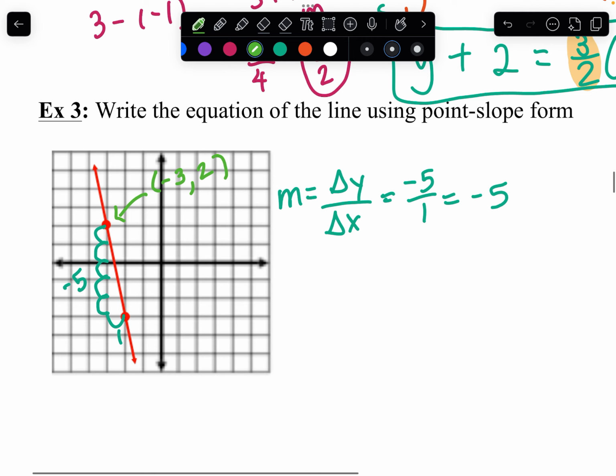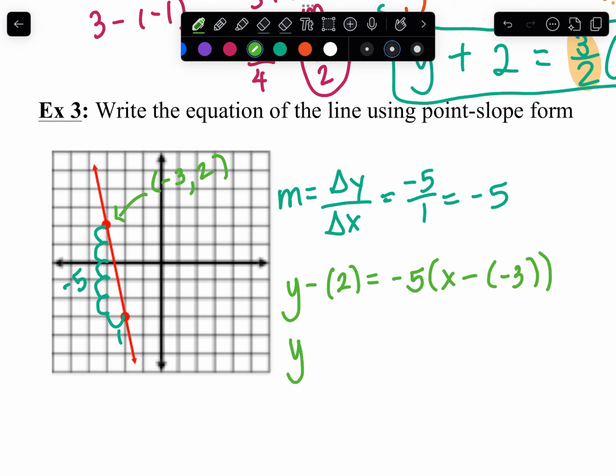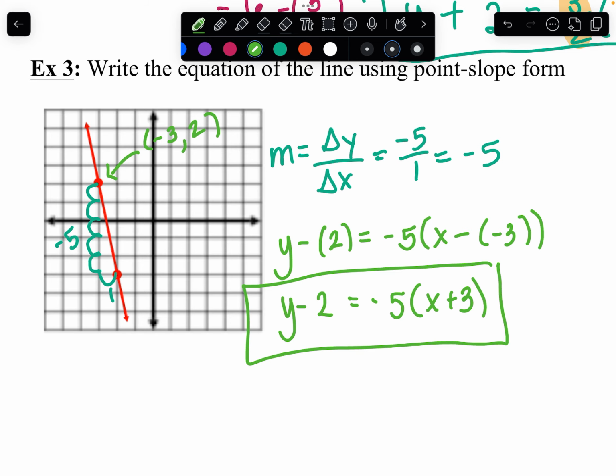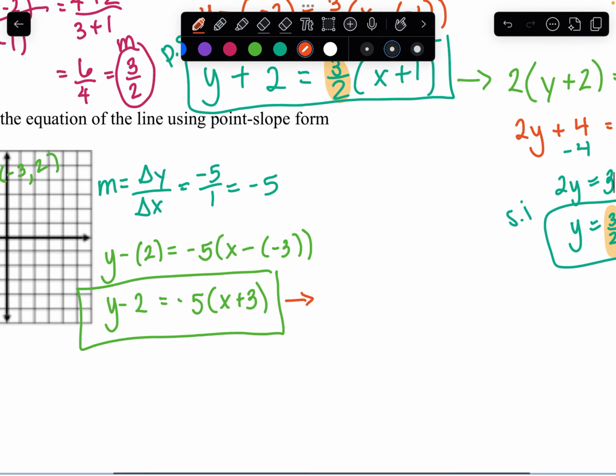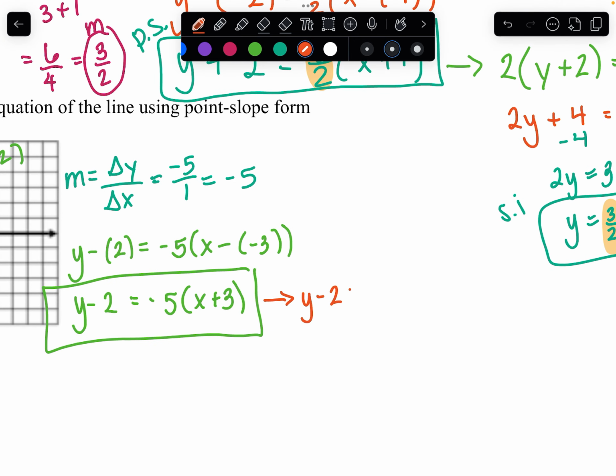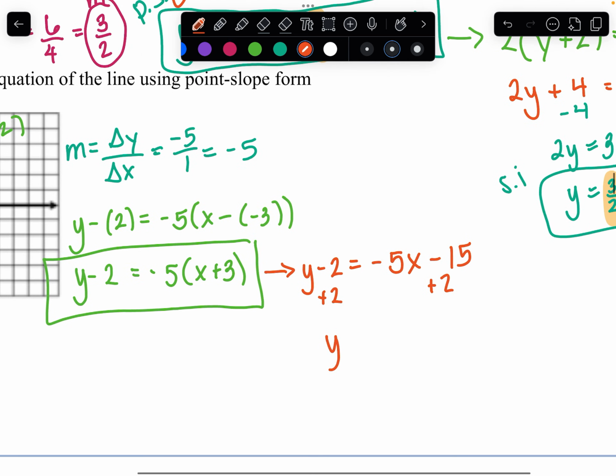So I have my slope and my point, so I can plug it in. y minus y sub 1 equals my slope times x minus x sub 1. I'm going to simplify to get y minus 2 equals -5 times x plus 3. So this would be my point slope formula if I was asking for it. If, again, it's an intermediate, we can keep going and distribute in, so don't lose track of that negative. And then I'm going to add 2 to both sides to get y equals -5x minus 13.